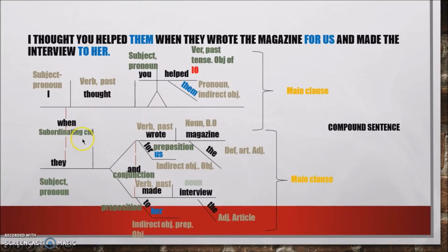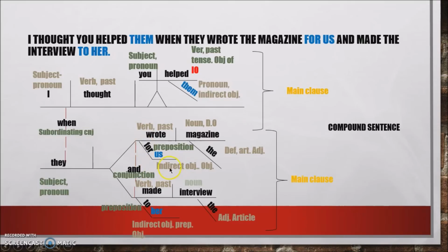Then we have when, that it's a subordinating conjunction. It connects this clause with this clause, the two main clauses. We have they, that it's the subject and it's a pronoun. Then all of this is the direct object. We have two verbs, so we have two clauses. The first clause is wrote magazine. Wrote is the verb and it's in past. Then magazine, it's a noun and is the direct object because they wrote what? They wrote a magazine.